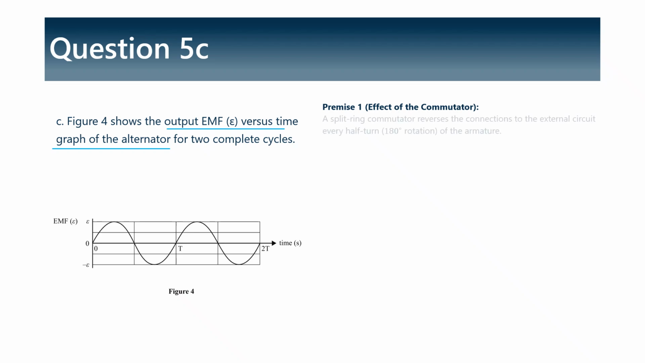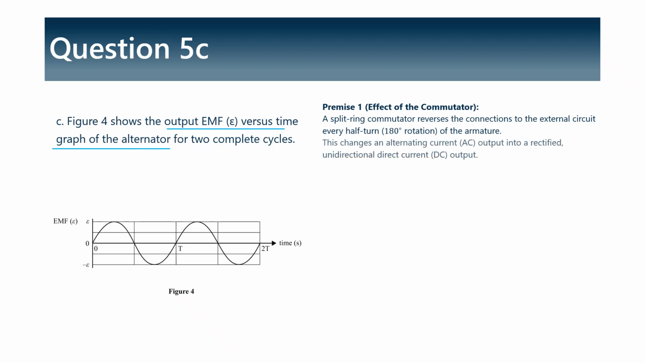logic ladder. Premise 1. Effect of the commutator. A split ring commutator reverses the connections to the external circuit every half turn of the armature. This changes an alternating current, AC, output into a rectified, unidirectional direct current, DC, output.